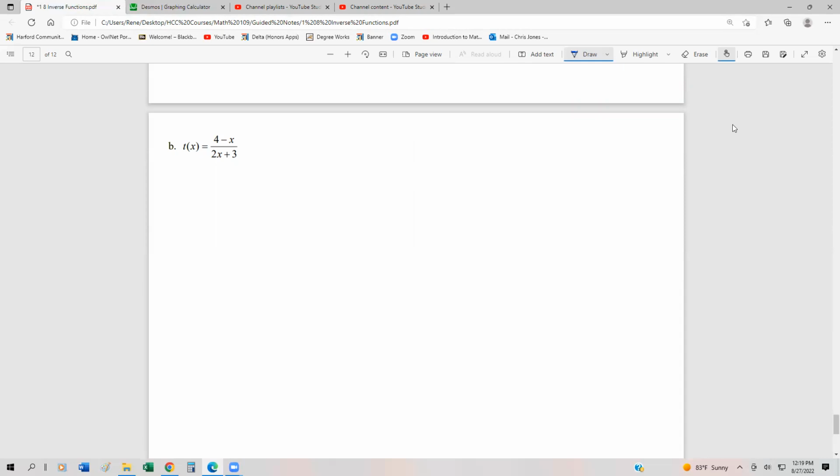First thing we do, we replace t of x with y. So we have y equals 4 minus x divided by 2x plus 3. Then we're going to interchange all the x's and y's. So now we're going to get x equals 4 minus y divided by 2y plus 3.